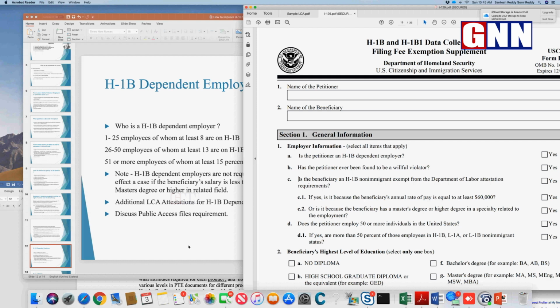A lot of employers make the mistake of putting everything together. They put the public access file, the HR file and everything together. That is not how it needs to be done. A public access file has to be maintained for any LCA that you file, whether you're using it or not.